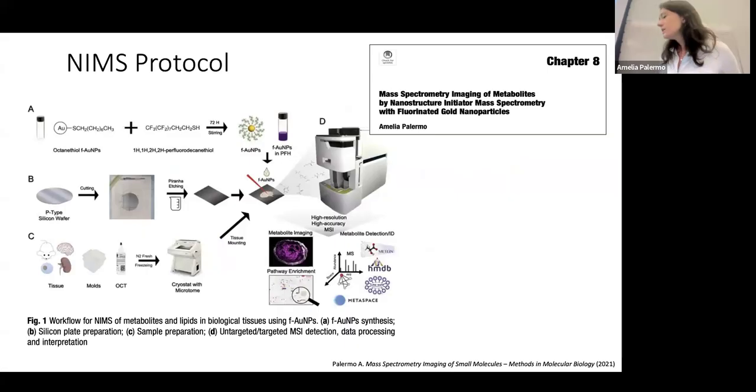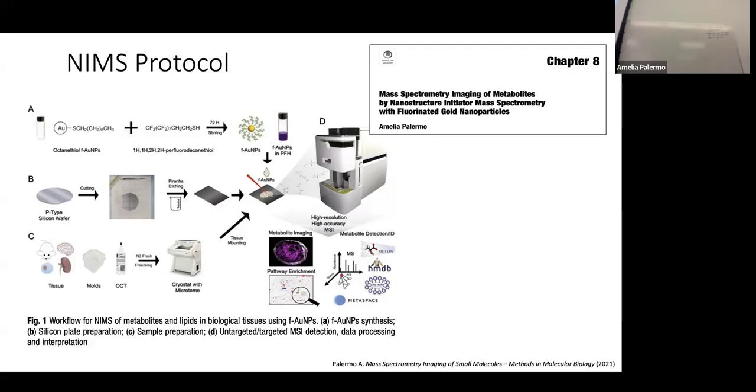And so this is for you to have an idea of how the protocol for making the fluorinated gold nanoparticles and utilizing them for mass spec imaging looks like, right? So it's more feasible than it sounds from just looking at the images. There is a 3-day organic chemistry synthesis step. Then after that, that matrix can be used directly on the sample for analysis.